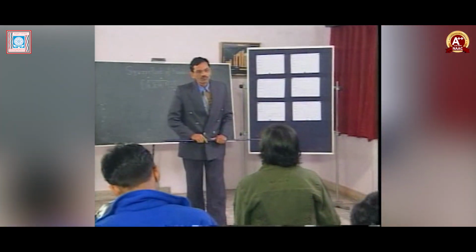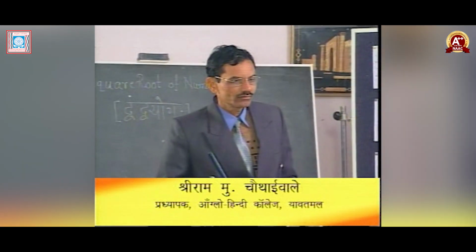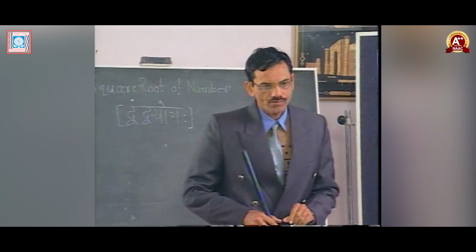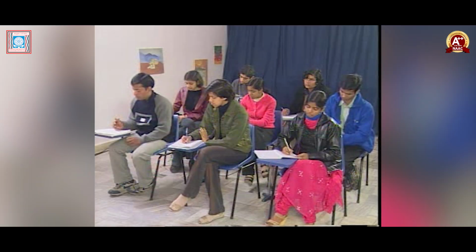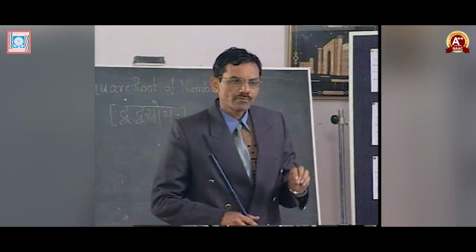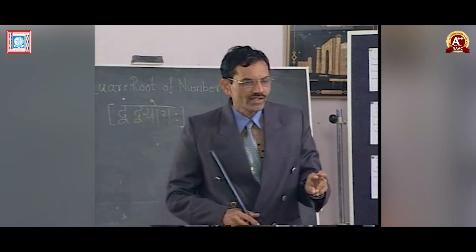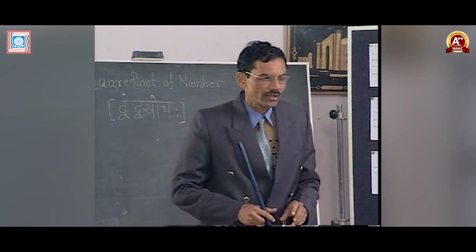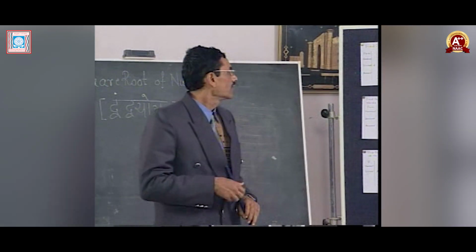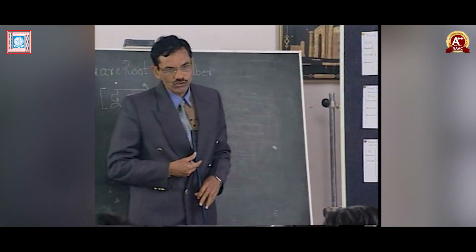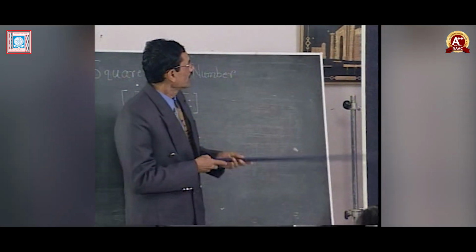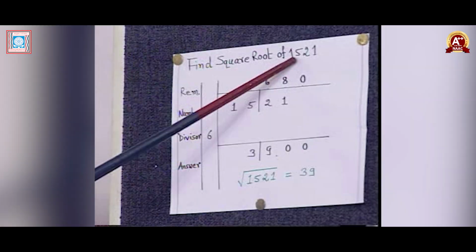Last time we studied how to find the square root of a number with the help of duplexes. All the examples which we have studied were perfect square numbers. Now let us see one or two more examples on perfect square numbers, where we will study some different cases arising out of the calculations. First example, find the square root of 1521.